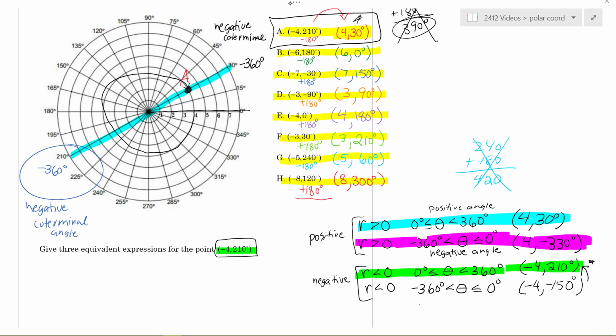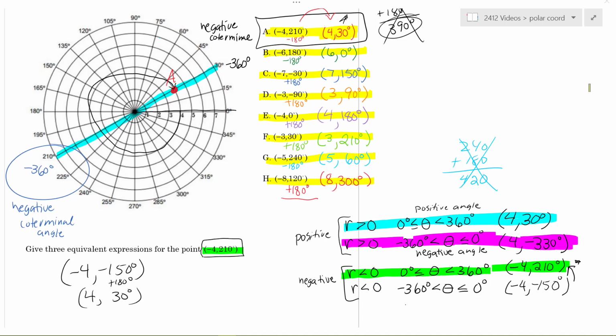Alright, and if you're not sure about that, you can always start from scratch. Let's see if that would make sense. If I asked you to plot the point negative 4, negative 150 degrees, what would you do? Well, you would convert that point. You would say, that would be positive 4, add 180 degrees, and that would be 30. Right. All right, so there's our last category. We found an ordered pair for that.